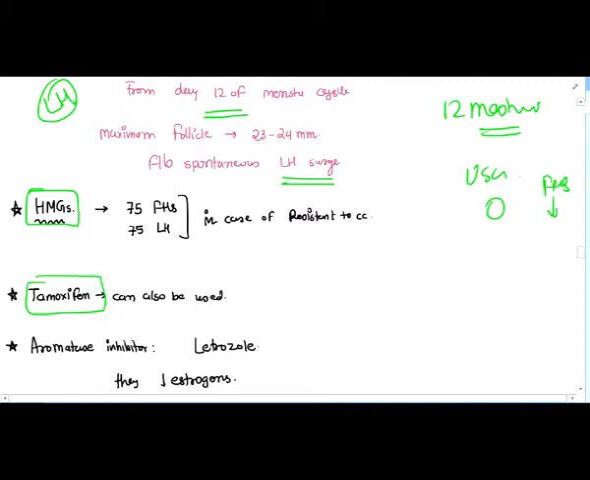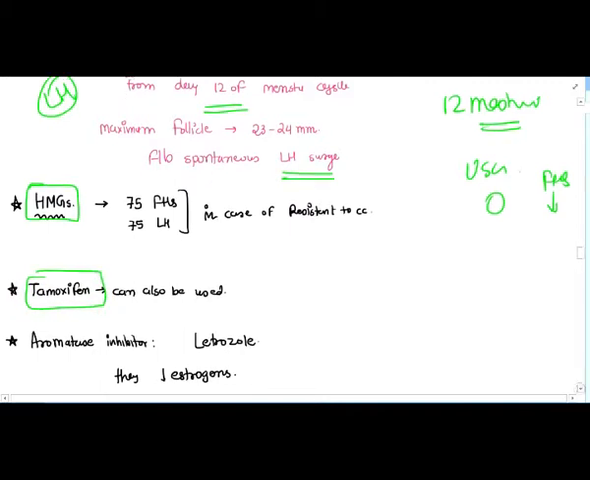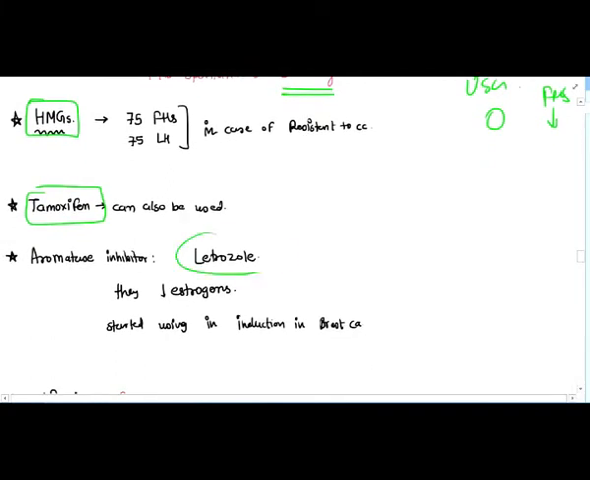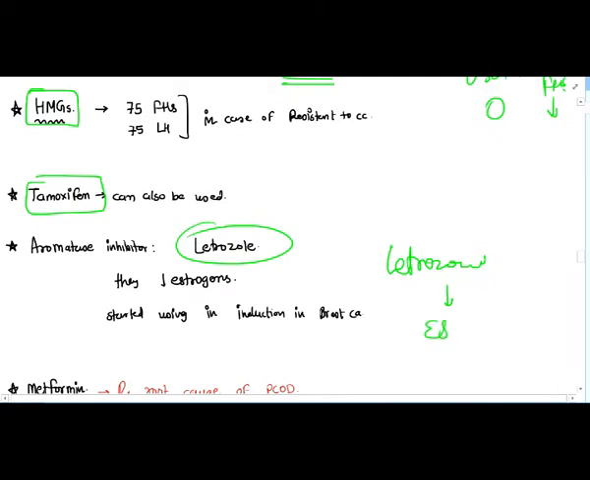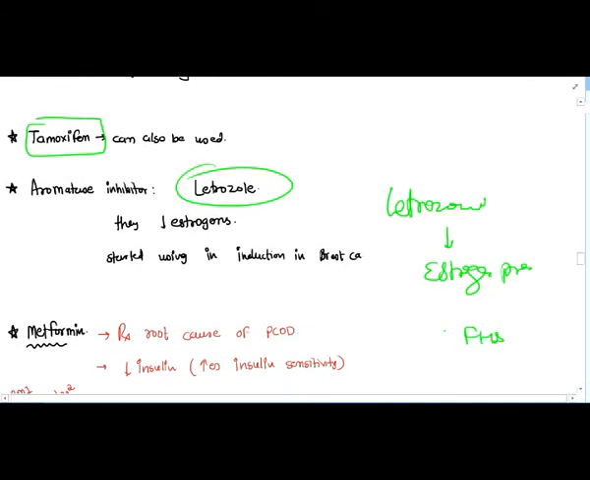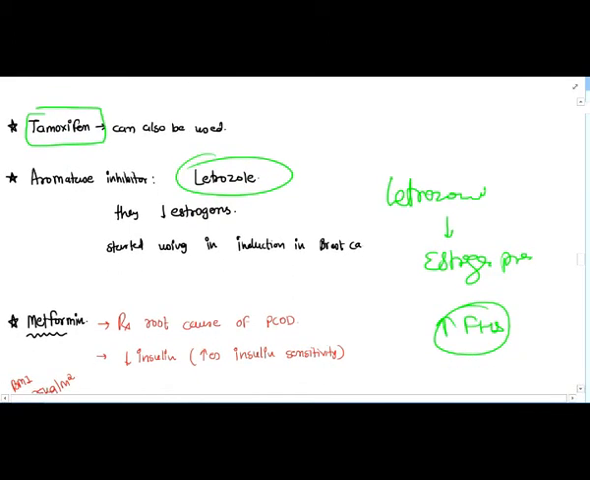Tamoxifen is another SERM that can also be used. Nowadays, a new aromatase inhibitor like letrozole has come into the market. Letrozole is an aromatase inhibitor that will inhibit estrogen production, and because of decreased estrogen, the FSH will again increase and the ratio will be normalized.